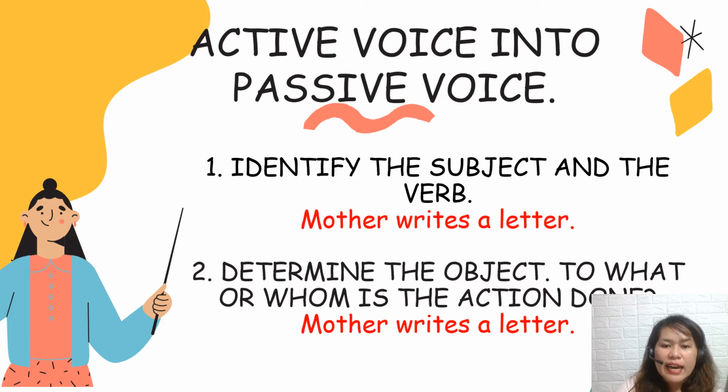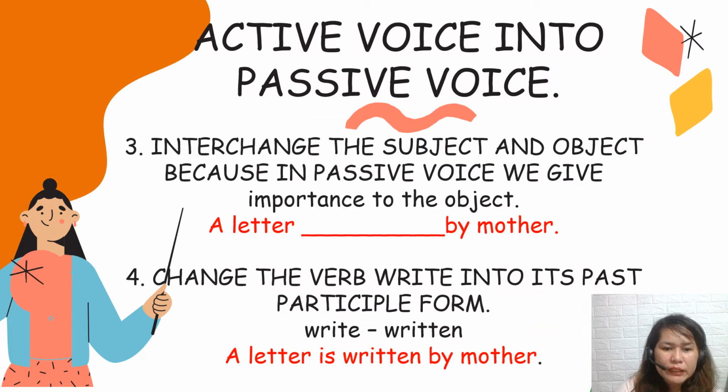That's why, ayan. Paano ba natin yan itatransform? Next, paano nga ba itatransform? Nalaman na natin yung subject, nalaman na natin yung verb at yung object. I-change naman natin yan. Ang kailangan daw natin para maging passive ay i-interchange yung subject and object because in passive voice, we give importance to the object. 'Di ba? Yung object yung ating magiging subject.